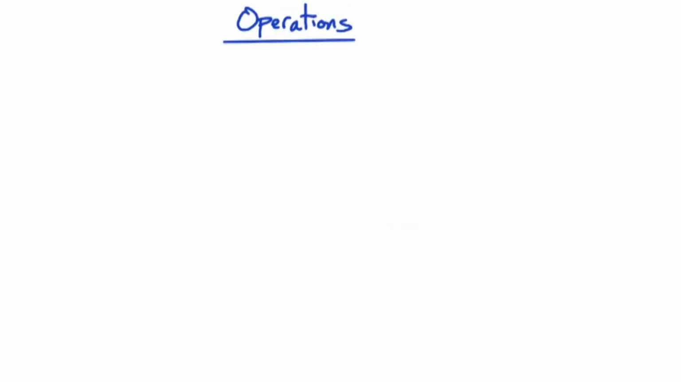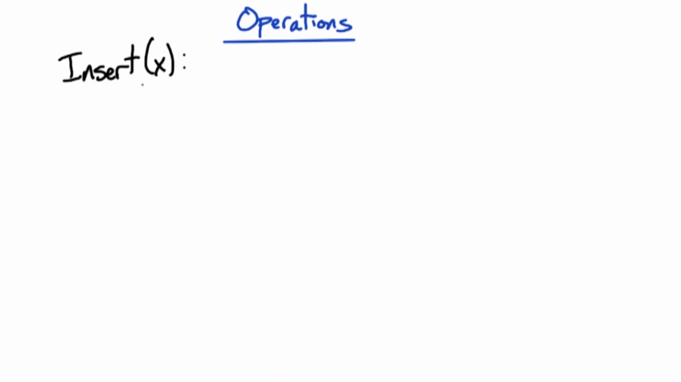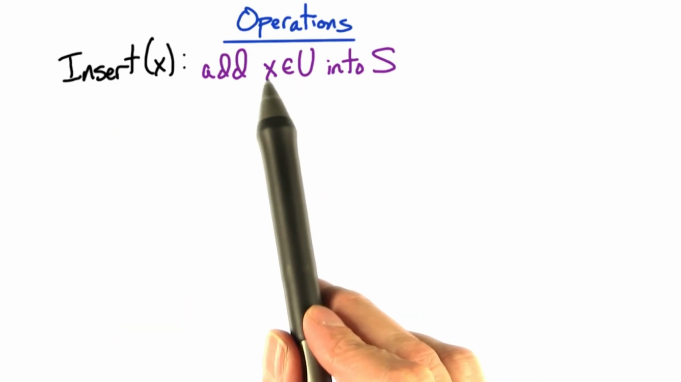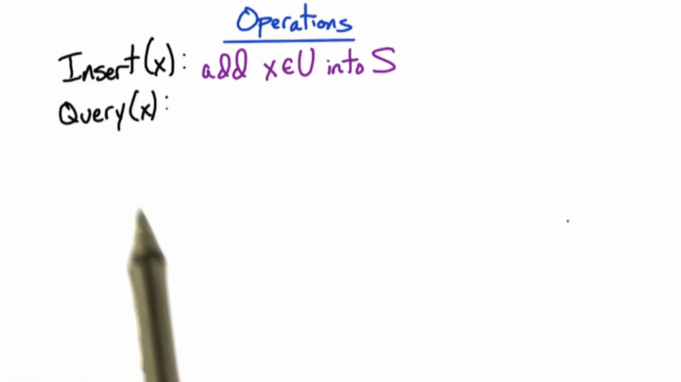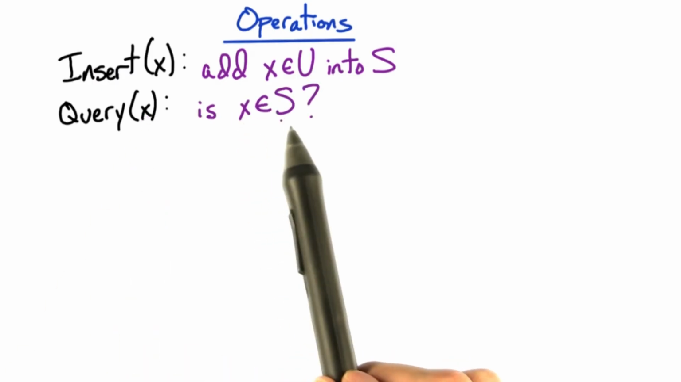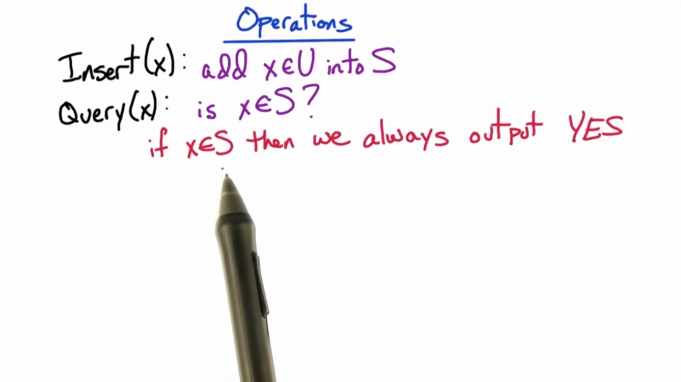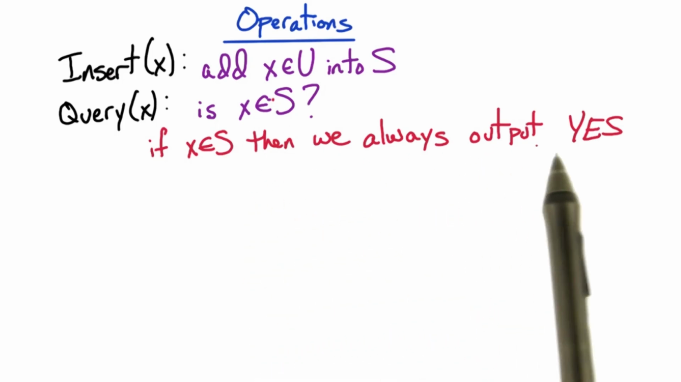What are the basic operations that our data structure is going to support? First operation is insert x. So given a possible password x, we want to add this password into our dictionary of unacceptable passwords. The second operation is a query on x. Is this proposed password in our dictionary of unacceptable passwords? If this proposed password is in our dictionary of unacceptable passwords, then we're always going to output yes.